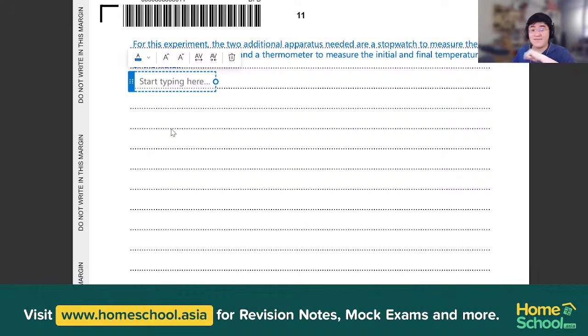Now, let's move on to the second part we need to write down. It is: explain briefly how you do the investigation, including the measurements you will need to take. All right. So first, let's write down how we are going to do this question.